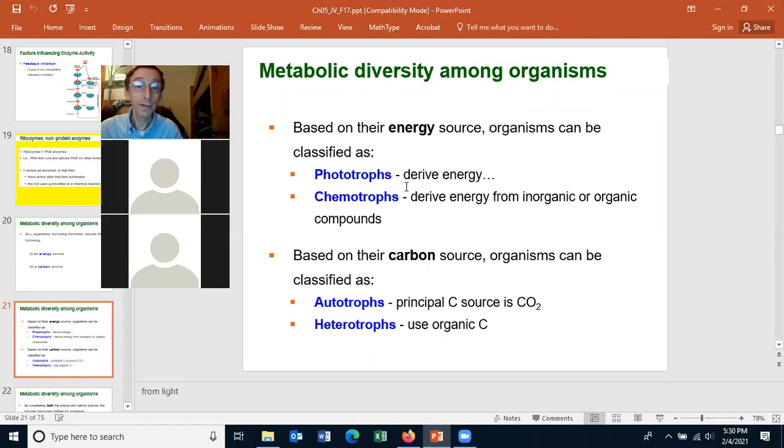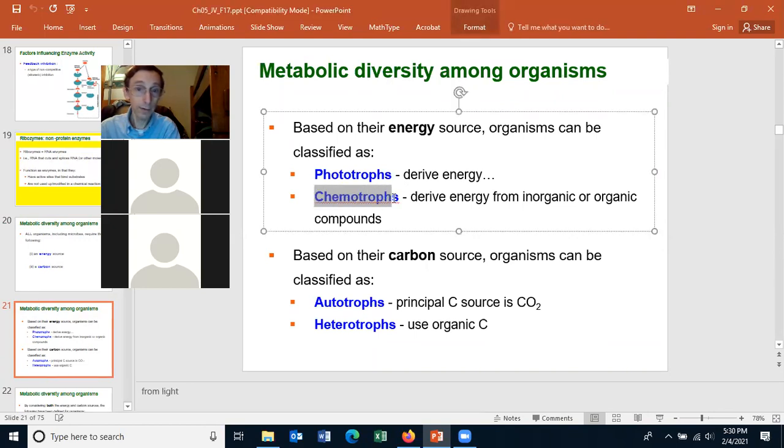And then if they don't get their energy source from light, they get it from a chemical, we call them chemotrophs, deriving their energy needs from an inorganic or an organic chemical compound. And we are a chemotroph. We get our energy needs from the energy in the organic molecules in our food, such as glucose. Any questions about that?